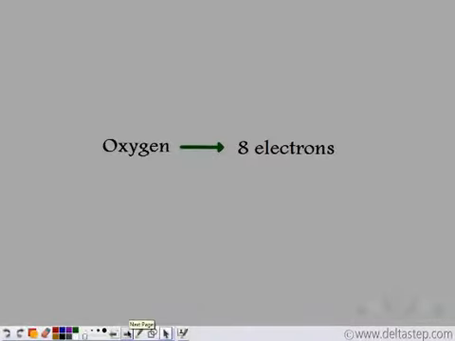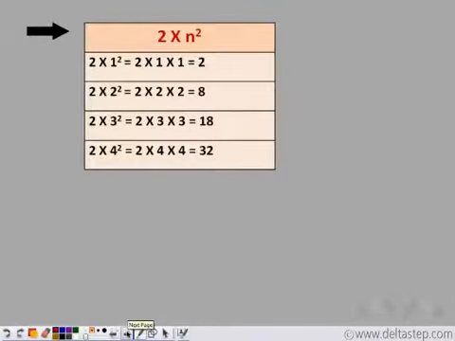Let's try to write the electronic configurations of a few atoms. Here we have oxygen. It has 8 electrons. Let's revise the rules. According to the first rule, the electrons are occupied following the rule 2n². So the first shell of oxygen can accommodate 2 electrons. Now oxygen has 8 electrons. So the first shell occupies 2 electrons, and the remaining 6 electrons go to the next shell. This is for the K shell, and this is for the L shell. Since it has only 8 electrons, we leave the other shells.